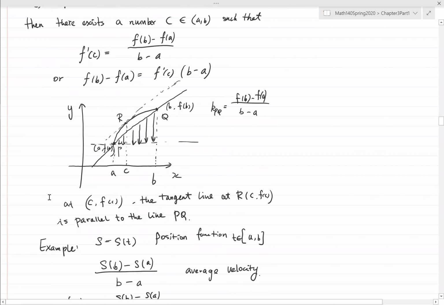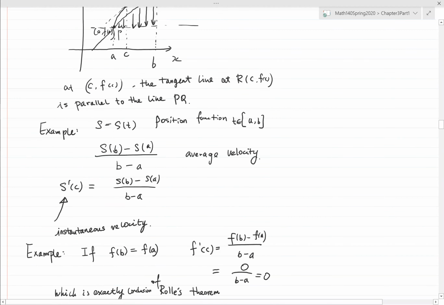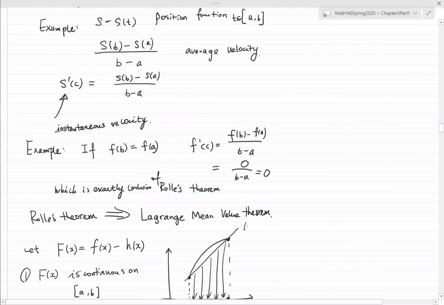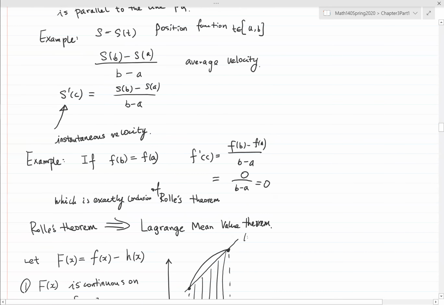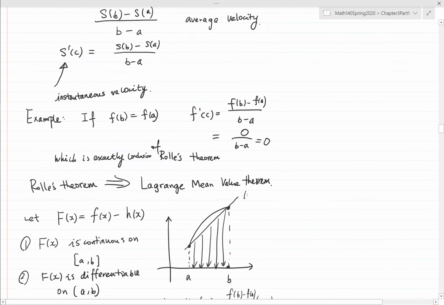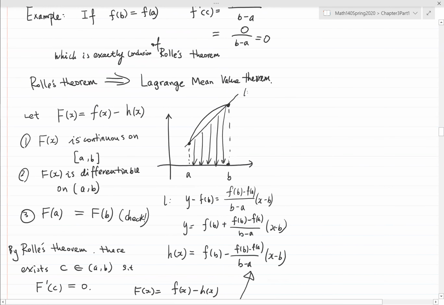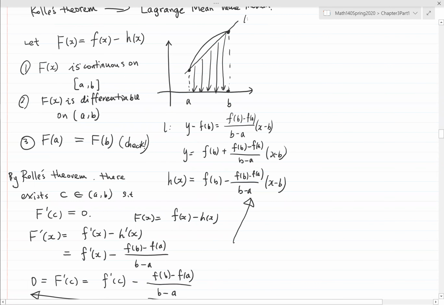That is, we can get information about the change of function values f(b) minus f(a) by the product of the average derivative, okay? f'(c) times (b minus a). And we gave a physics explanation of this mean value theorem by average velocity. And we proved the mean value theorem by Rolle's theorem.